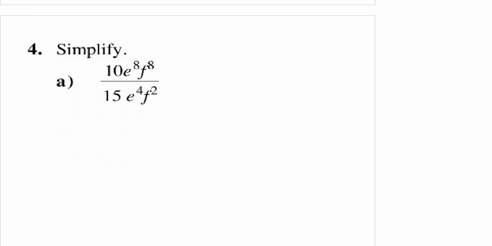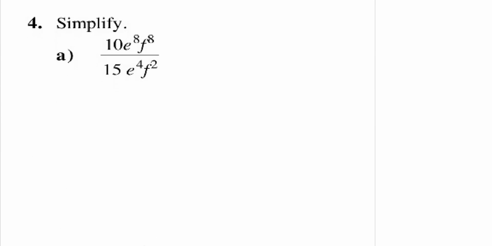Okay, let's go on to question number 4 here. So a few more simplifying questions here. So I have 10 over 15. So 10 divided by 15, if you want to simplify that on the side here, divide both top and bottom by 5. If I do that, I get 2/3. All right, so 2/3 is my coefficient.